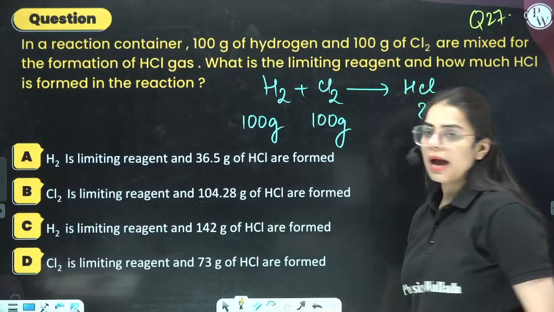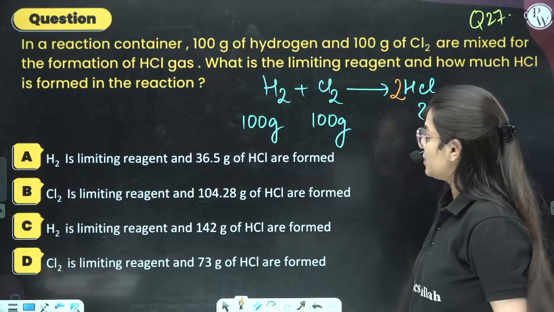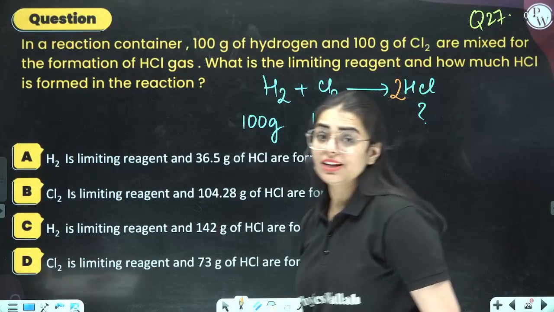First of all, balance it out. 2 hydrogen, 1 hydrogen, so you shall multiply HCl by 2 to get the balanced equation. Now, first of all, we'll calculate the limiting reagent.